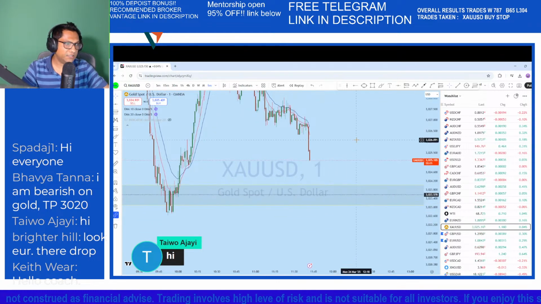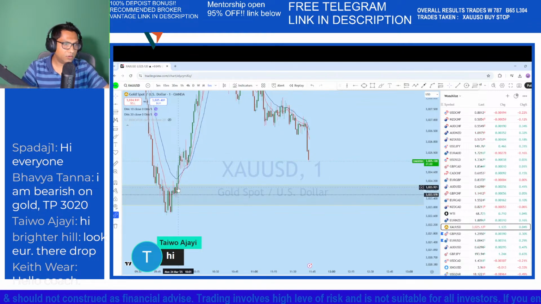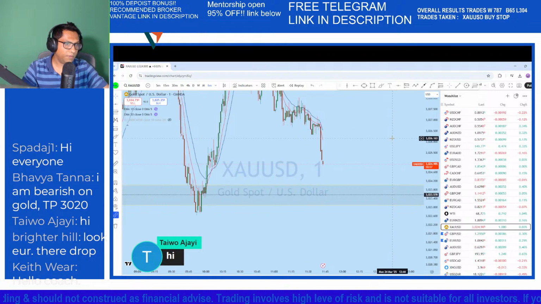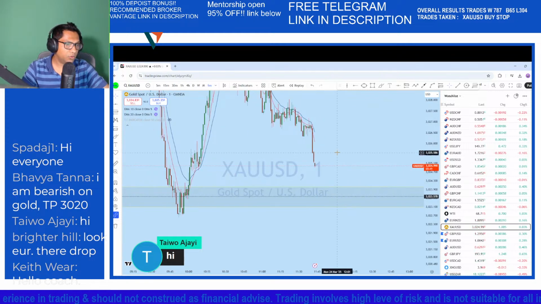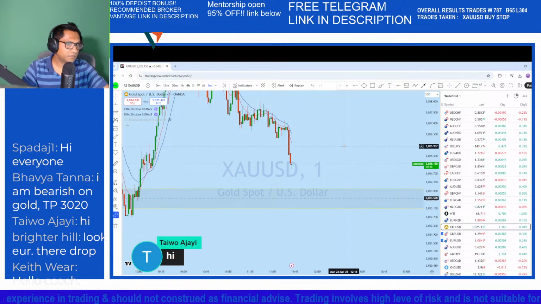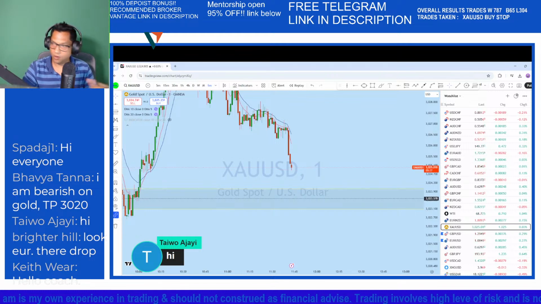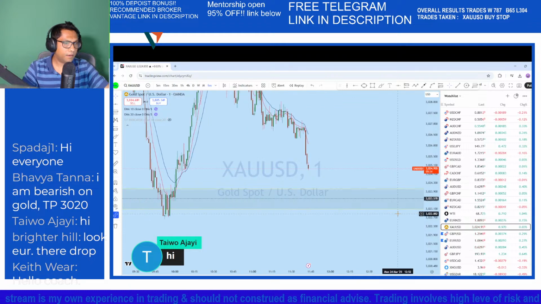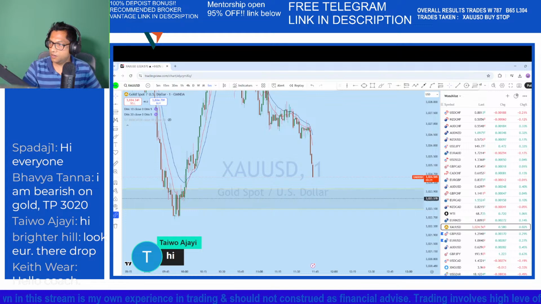So here you can see it's coming to that order block, and with that there is a gap open. We may see further downward pressure here. If you look at the gap open, with this gap open the price is dropping to that order block.